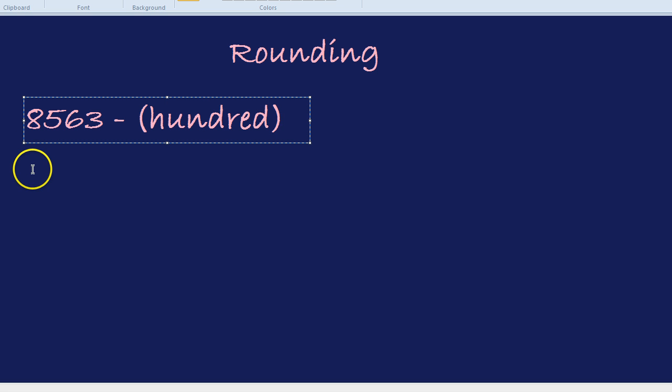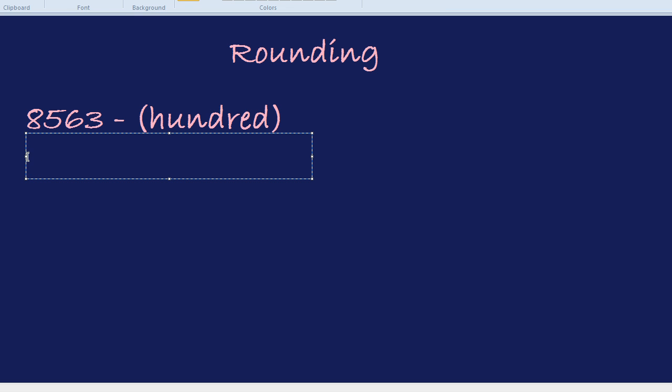Now the reason why they might ask you this in real life is, say you were wanting to tell someone how many people were in a crowd, but they don't care about the 63 or whether it's 64 or something. They just want to know roughly how many hundred or thousand people were there in the crowd. If it was to the nearest thousand, they might want to know, was it 5,000, was it 10,000, was it 8,000, something like that.